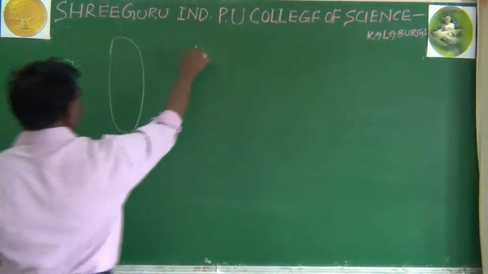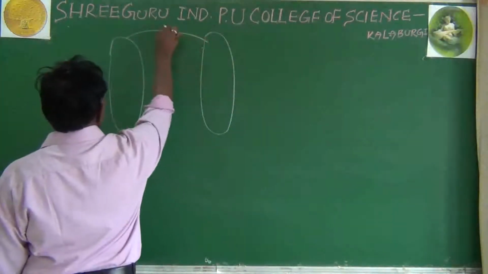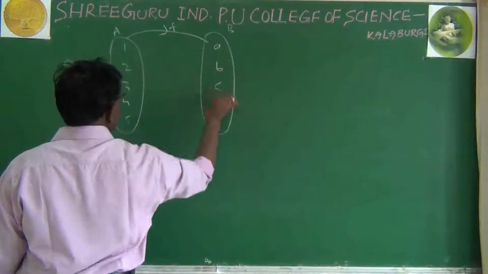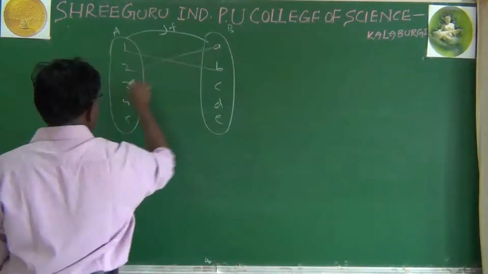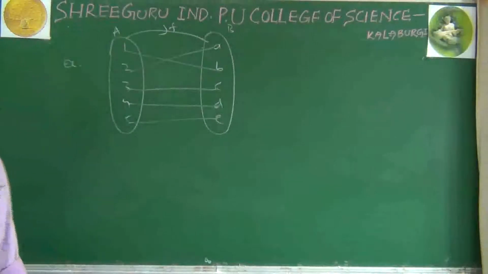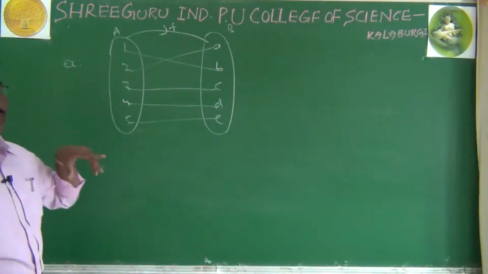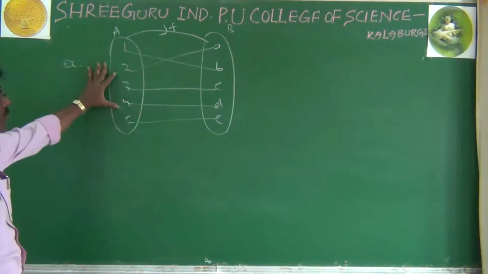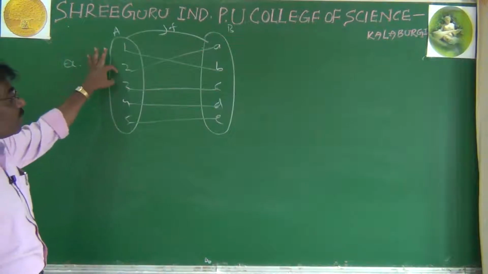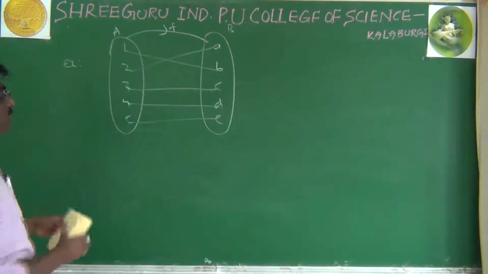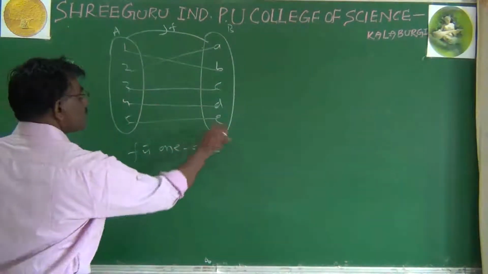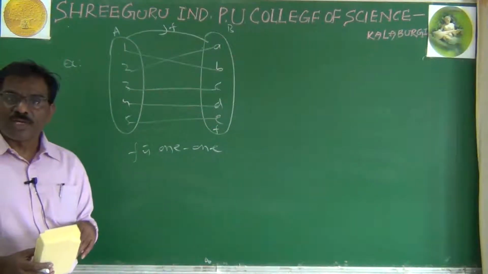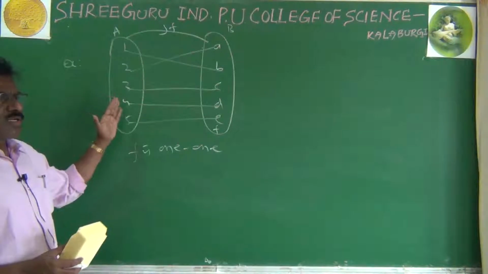For example, this is set A, this is set B, this is f from A to B. 1, 2, 3, 4, 5 in A and a, b, c, d in B. My question is, is it one-one or not? Before checking one-one, you have to see whether it is a function or not. If it is not a function, it is not one-one. So this is a function. These are different elements of set A having different images in set B, so f is one-one. Even one more I am taking, set F. This is also called one-one function, because our definition is: different elements of set A have different images.